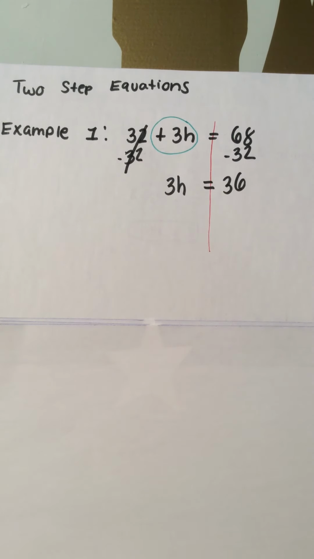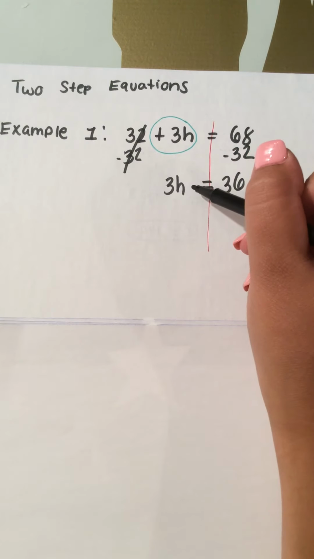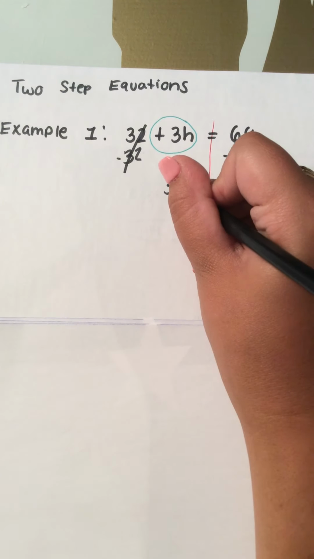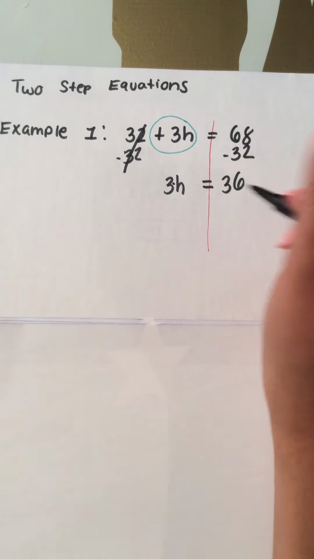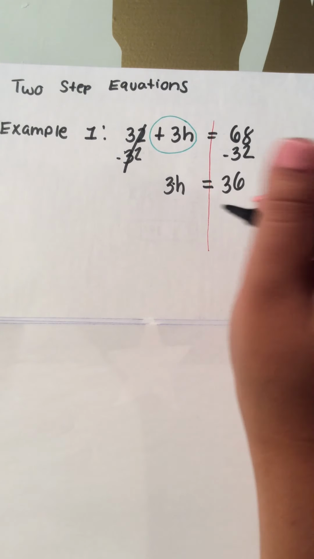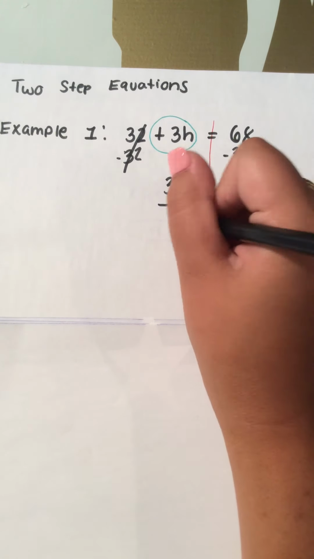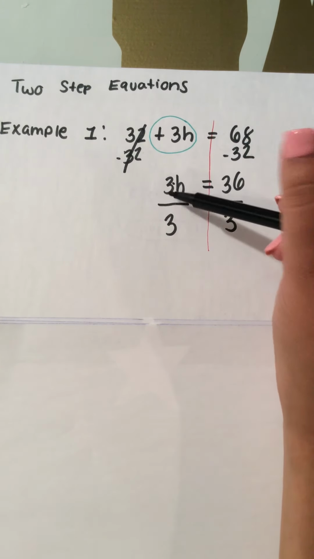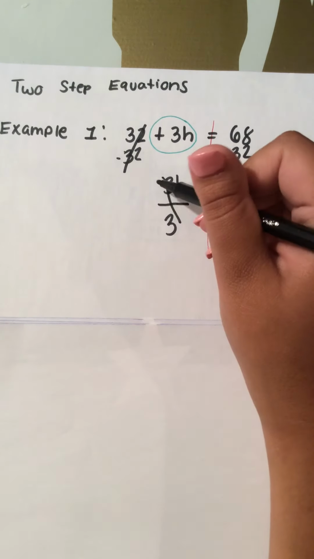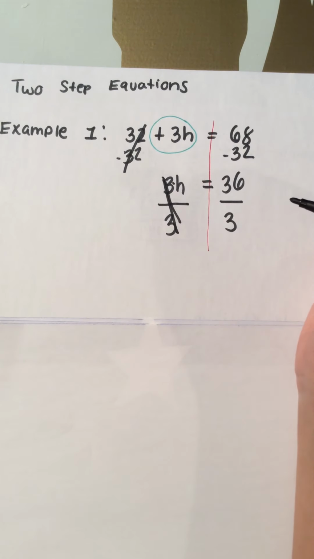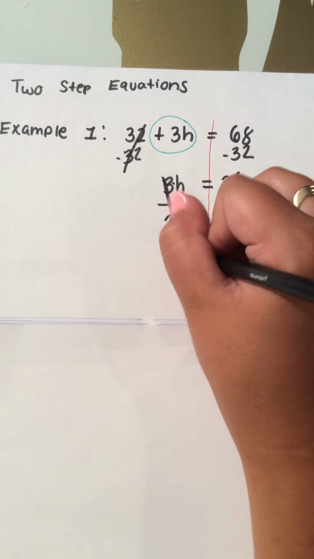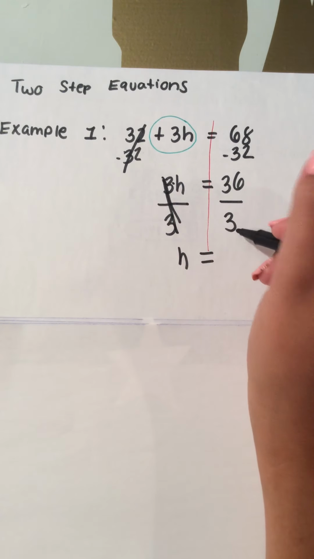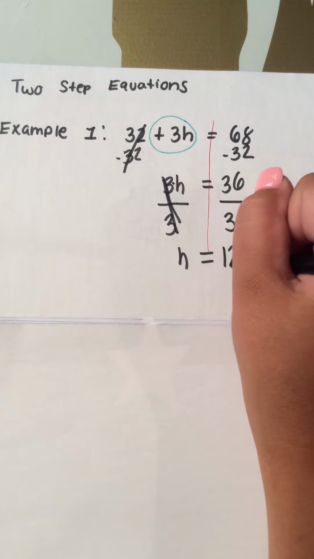Now it's not that bad, because this is like what we did in the previous video. I have 3h equals 36. Remember, this 3 and this h are being multiplied, so I'm going to put a little multiplication dot right there. So 3 times h. To undo multiplication, I'm going to divide by 3 on each side. 3 divided by 3 cancels out, goes bye-bye, so I'm just left with h. 36 divided by 3 is 12.